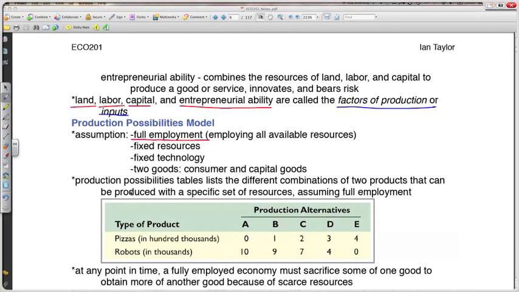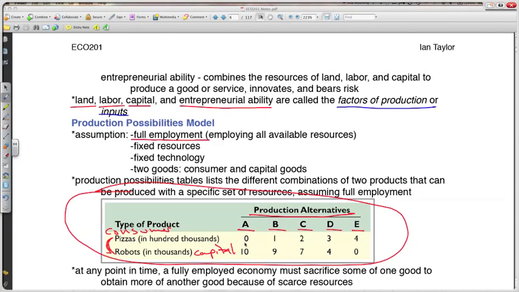This table down here is sort of the schedule between the two. So we have our production alternatives. We have 5 different alternatives. And notice that we have our 2 types of products that can be produced. We have pizzas and robots. Pizzas being our consumer good, and then robots being our capital good.